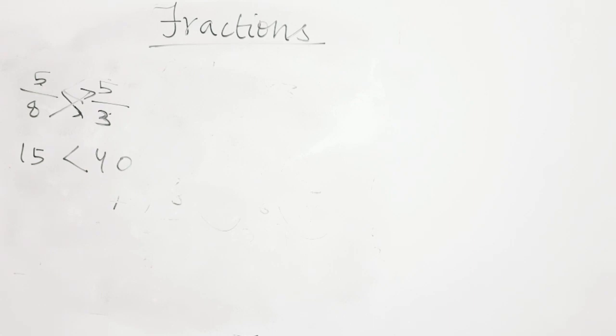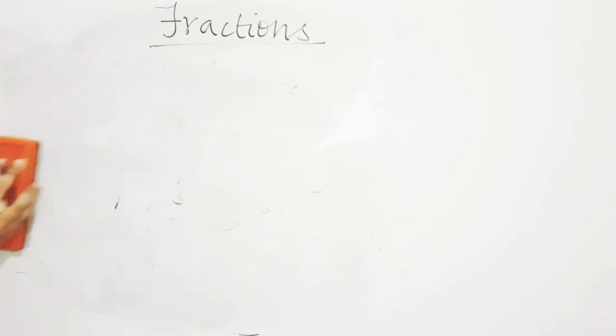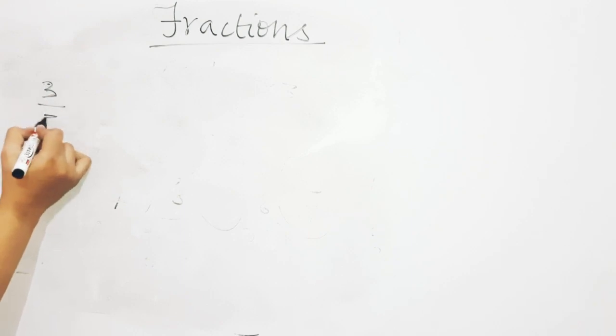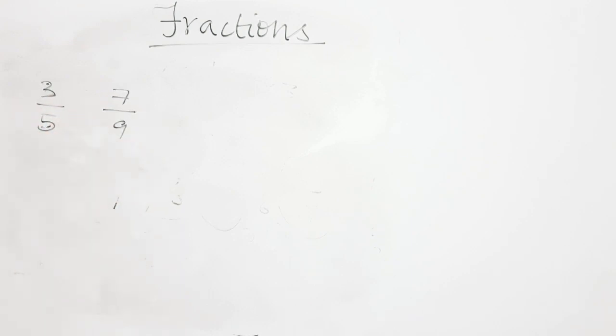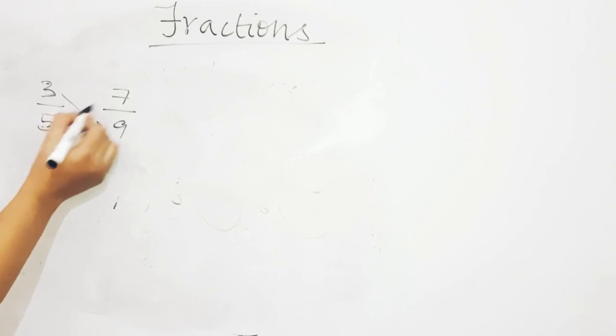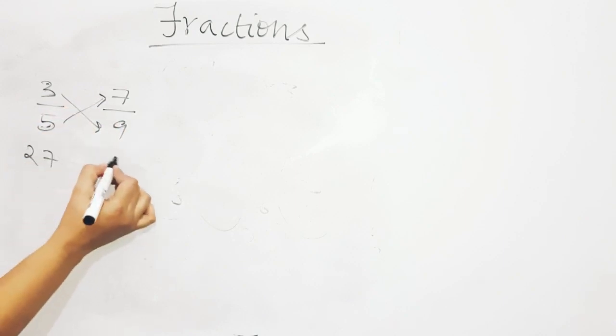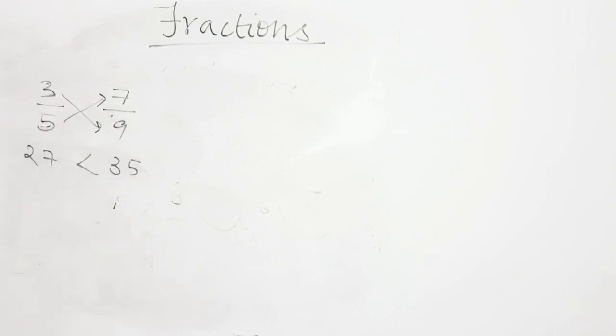Now how will you compare the fractions if the denominator is different and the numerator is also different? तब आप कैसे compare करेंगे? अगर आपको compare करना है 3/5 को 7/9 से, how will you compare? Here the numerator is not the same and the denominator is also not the same. यहाँ पे भी आप cross multiplication कर सकते हैं. 27 and 35. 7/9 is greater.